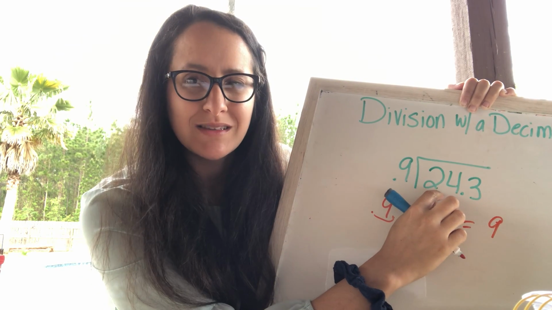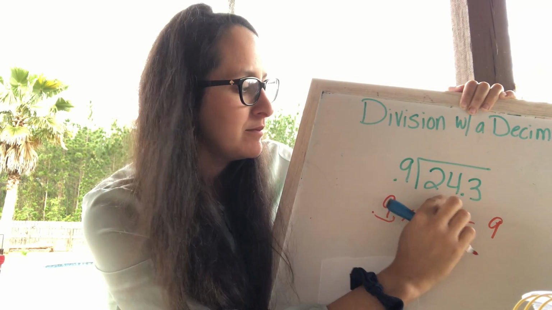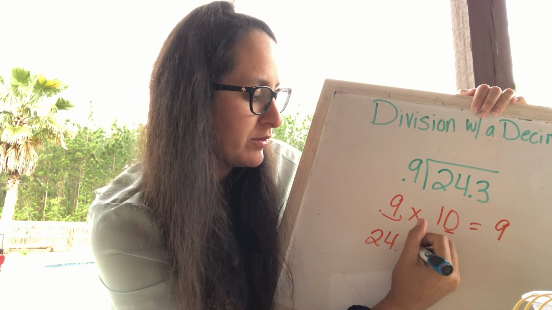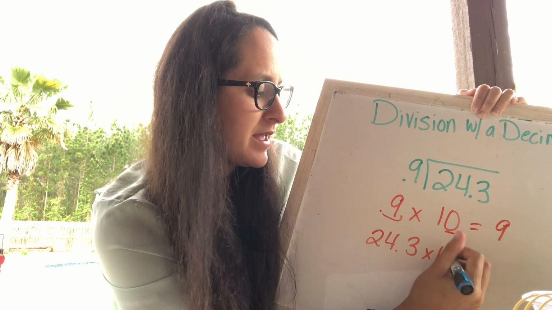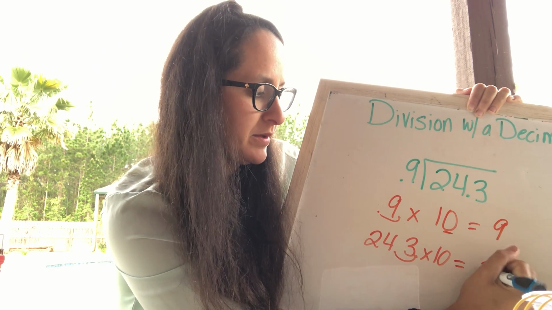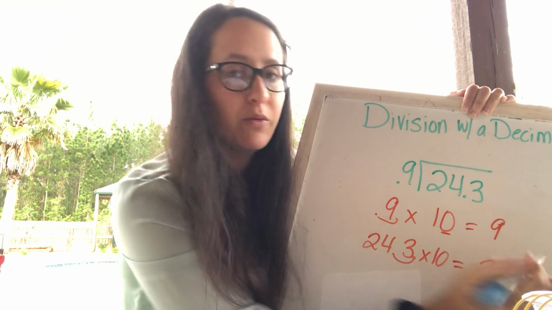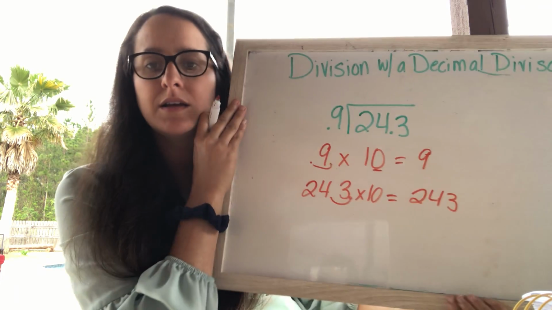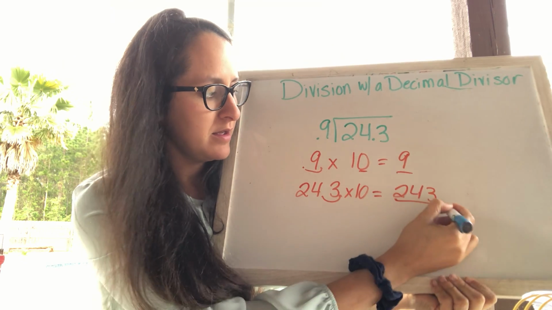We also have to do the same thing to my dividend right here. We have 24.3 times 10. We're moving that decimal place over once, so we have 243. And now I have a new set of numbers to divide with.